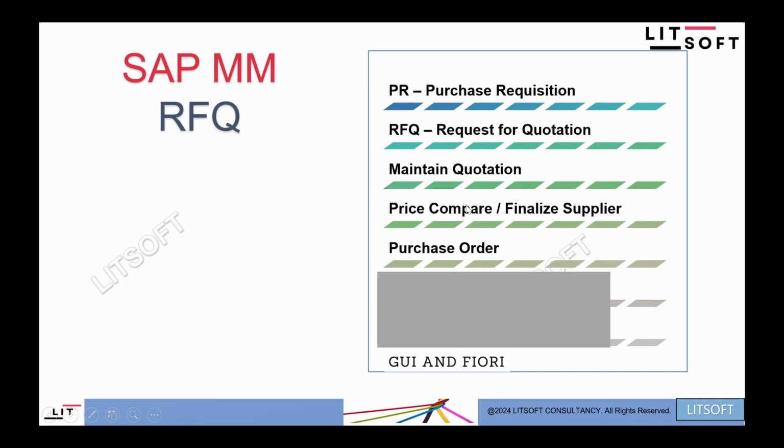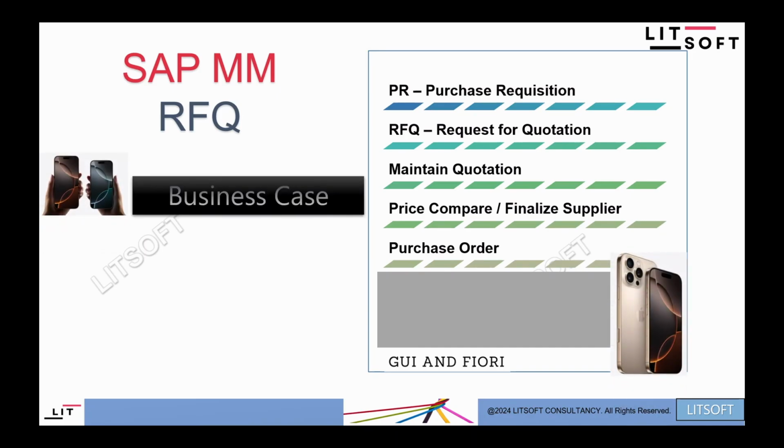In this case, I have removed two areas, goods receipt as well as the invoice. The rest of the things are the same, but for the understanding level, I have made a little bit of a shortcut. So we'll discuss purchase requisition, request for quotation, maintain quotation, price comparison, finalize supplier, and purchase order.